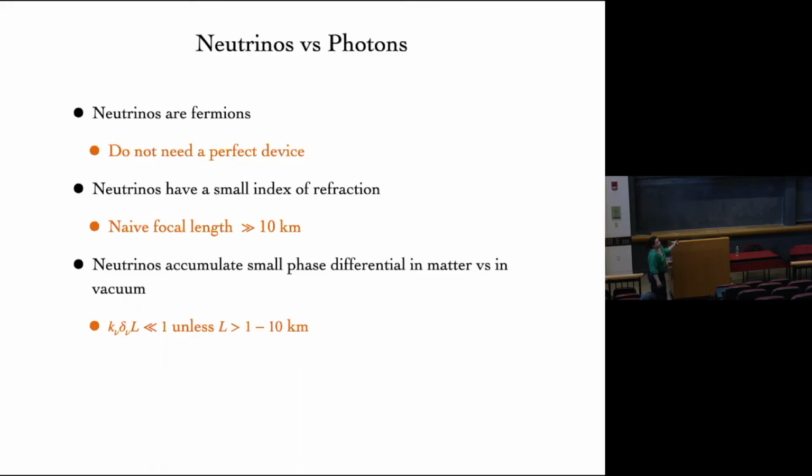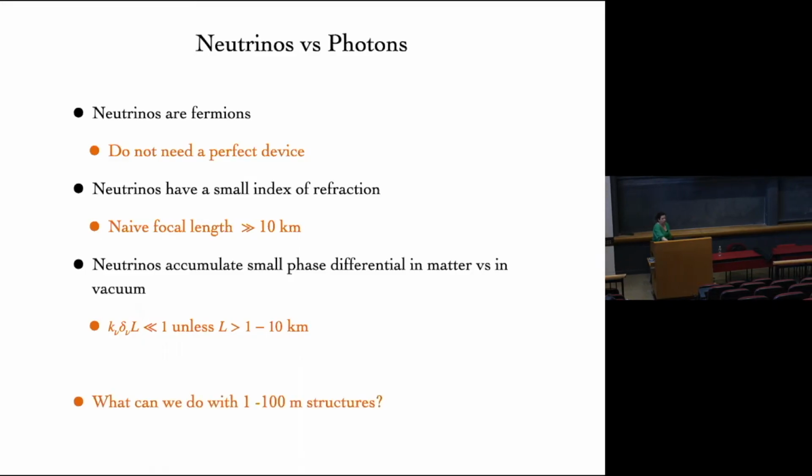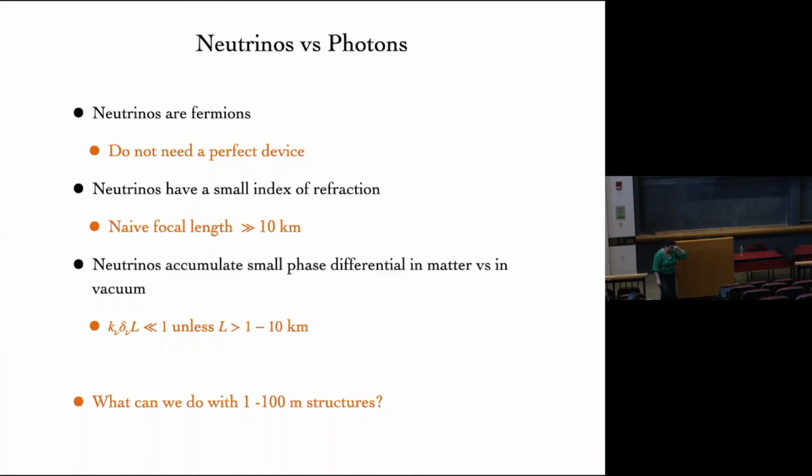OK, let's stick to the regime where k delta L is much less than 1, and try to consider structures that are 1 to 10 meters. There is one other difference that I almost forgot to mention. Neutrinos do not get absorbed. They plow through everything. It doesn't matter that they're non-relativistic. They do not get absorbed.